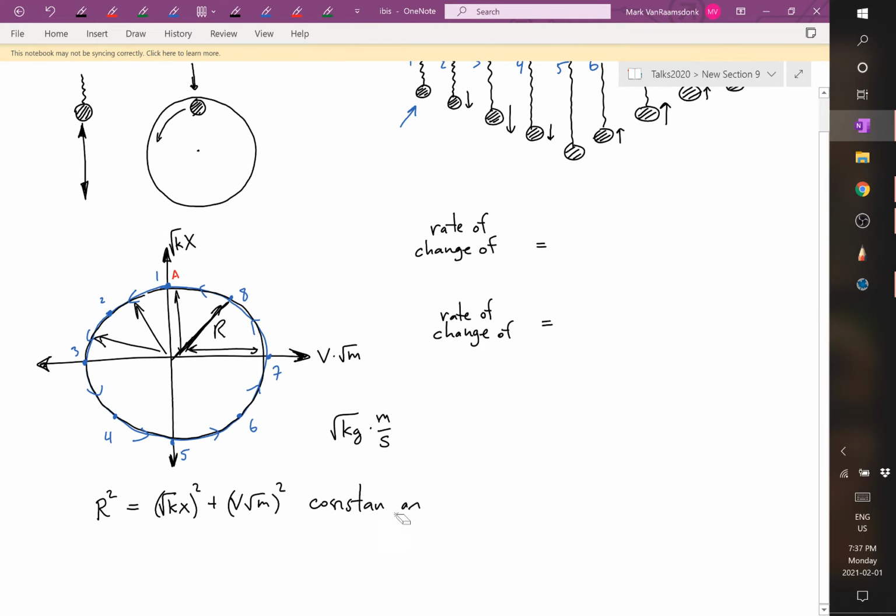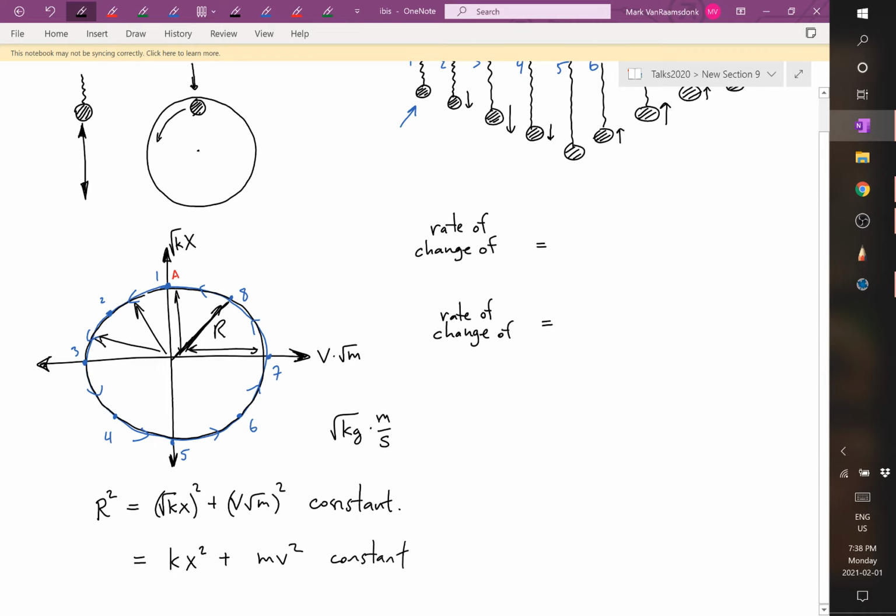Constant. There we go. Okay, so this is unchanging in time. The fact that it's going around in a circle on this graph means that this combination of things is unchanging in time. And so let's just expand that out. That gives me kx squared plus mv squared is constant.